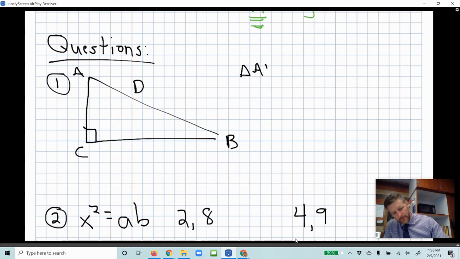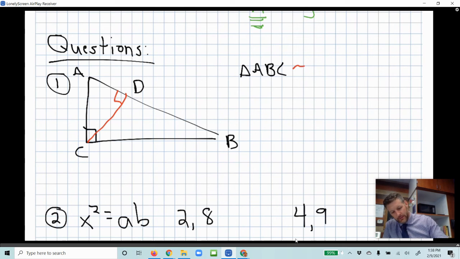Triangle A, B, C. But if I draw an altitude from D to C here, so that's also a right triangle. What I actually do is create three similar triangles. I have the large one here, the medium one here, Mama Bear, and then we have Baby Bear right here. And all three of those are right triangles, A, B, C.